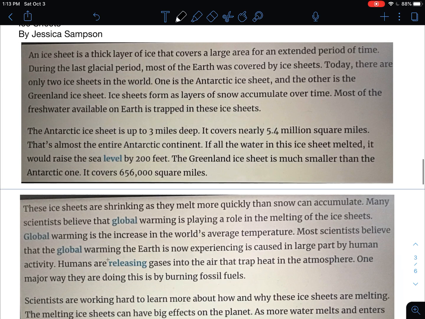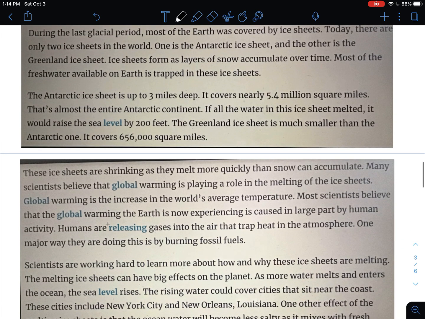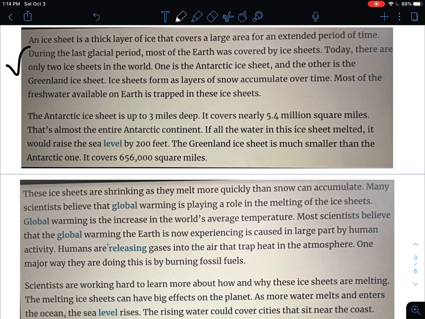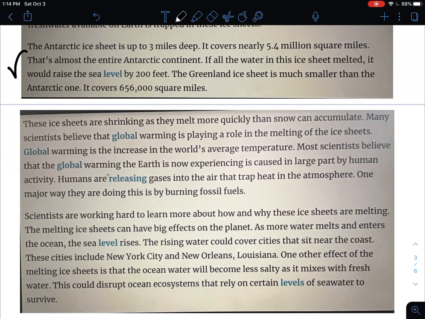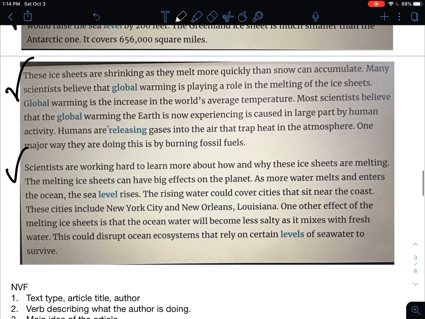Okay, so looking back at this article here, what would you say, not the subject, we know the subject is ice sheets, but what's the main idea about ice sheets? What is this article mostly talking about? Okay, so I would say it describes what ice sheets are, talks about how big they are, but talks about how they're shrinking, right, and what's causing them to shrink. So overall, I would say the main idea is that ice sheets are shrinking, okay?